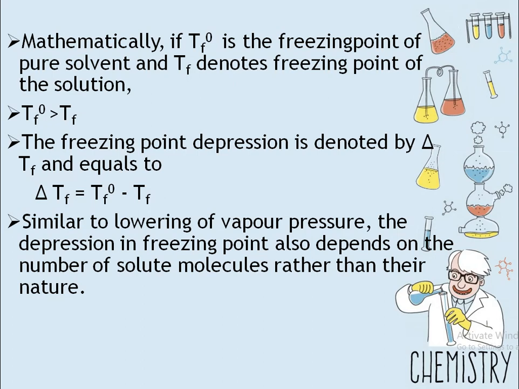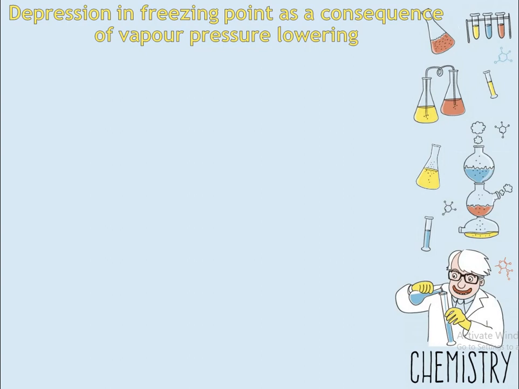Similar to the lowering of vapor pressure, the depression in freezing point also depends on the number of solute molecules rather than their nature. So according to the definition of colligative property, freezing point depression is also a colligative property. Now, depression in freezing point as a consequence of vapor pressure lowering. Let us know what is the relation between freezing point depression and vapor pressure lowering. Similar to the boiling point elevation, depression in freezing point is also directly proportional to vapor pressure lowering.